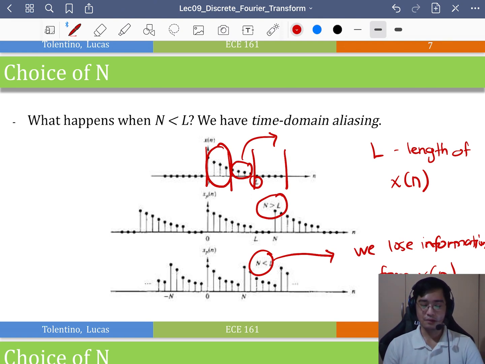What if N is equal to L? So N is equal to L.